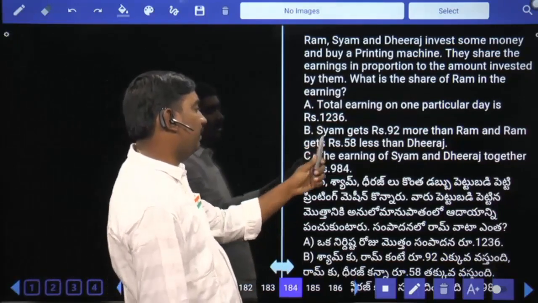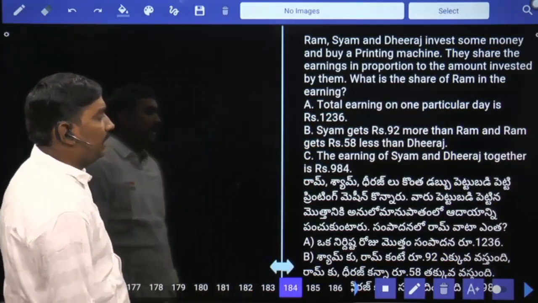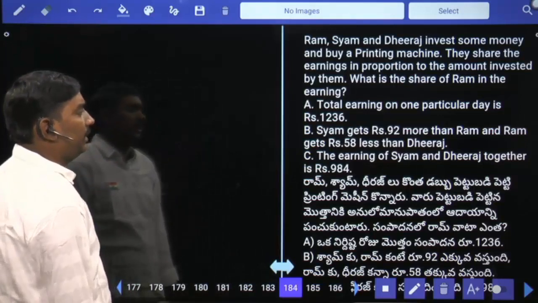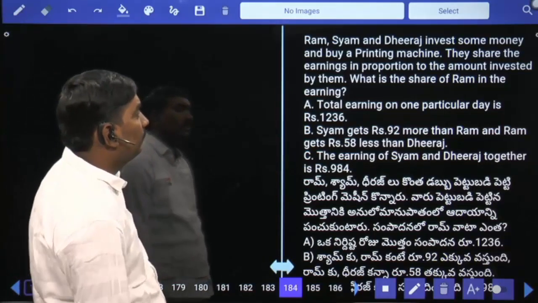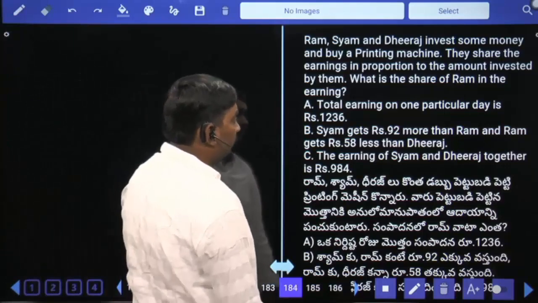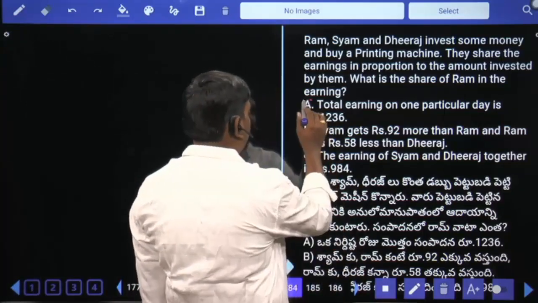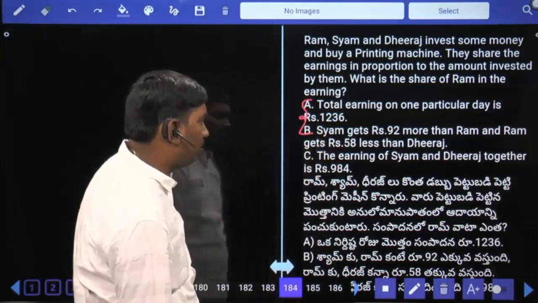Second statement alone we can say the answer. The earnings of Shyam and Dheeraj together is 984. See, A and B you will get the answer. Second statement alone is not possible. A and B.